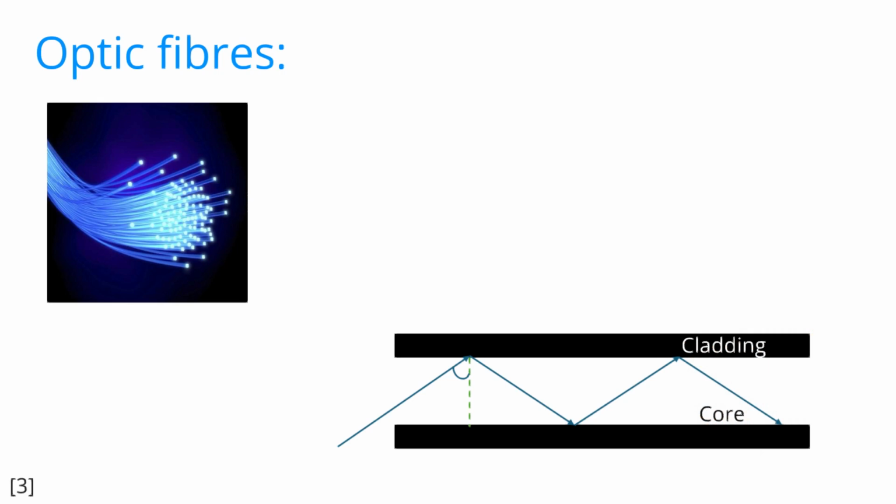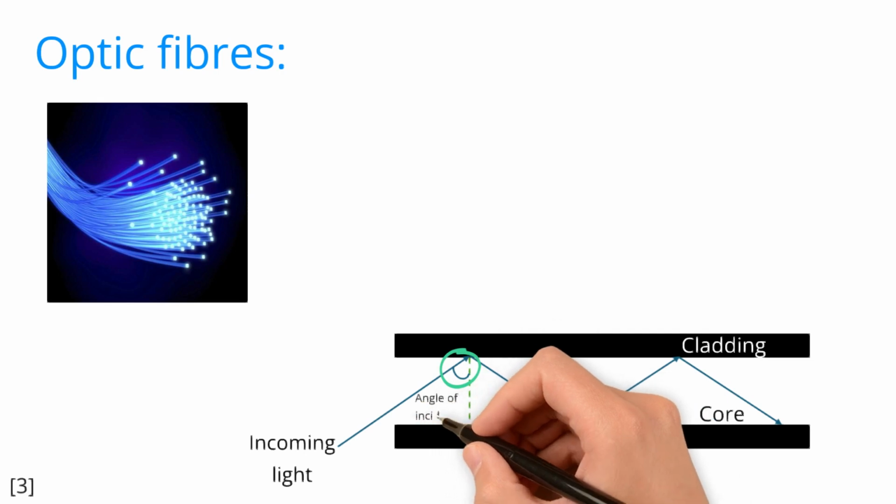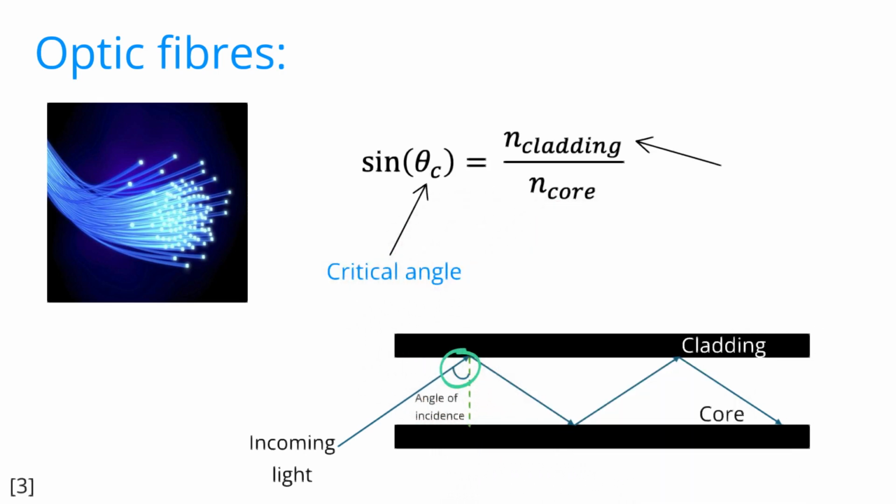The core must have a significantly higher refractive index than the cladding to ensure total internal reflection of the light throughout the core. The condition for total internal reflection is of course given by Snell's law, such that the angle of incidence is greater than the critical angle. The sine of this critical angle is the ratio of the refractive indices of the cladding and the core.